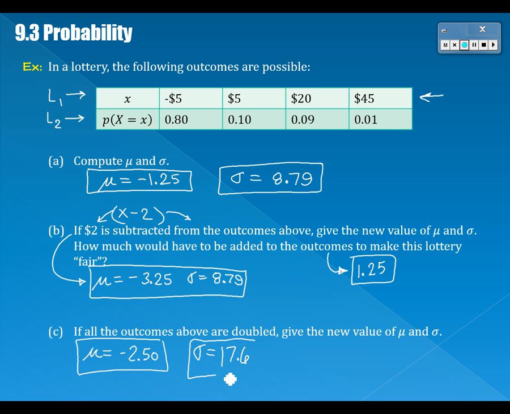17.6 is the new value of the standard deviation if all the outcomes are doubled.